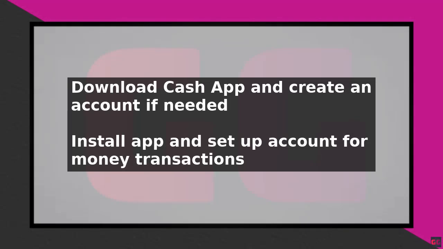To use Cash App to receive money, start by downloading the Cash App from the App Store or Google Play Store and create an account if you do not already have one. Once you have the app installed and an account set up, navigate to the main screen and tap the profile icon in the top right corner. From the profile screen, select Personal and then scroll down to the section labeled Your Account.